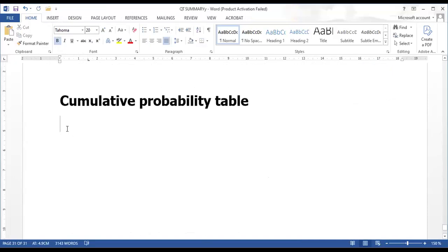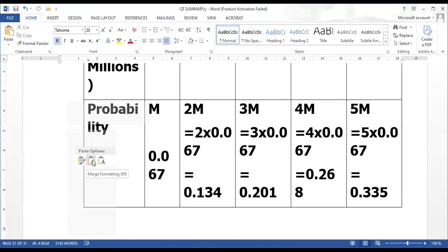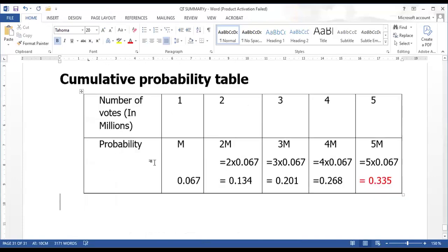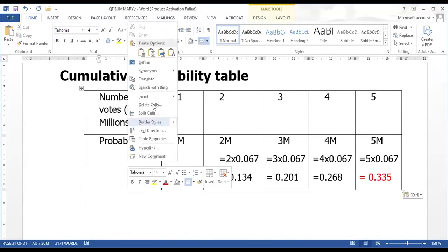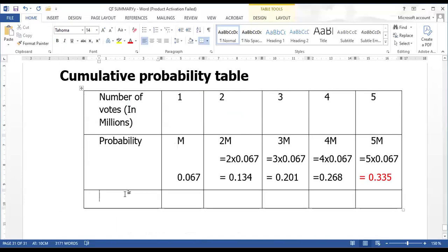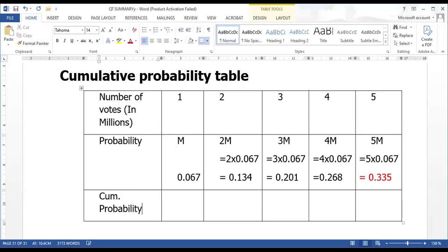Okay, where are we? So I repeat, please, if you decide to use 2 decimal points, stick to 2 decimal points. If you decide to use 3 decimal points, stick to 3 decimal points. But in probability, we recommend 3 decimal points in probability. So what is the cumulative probability? We are just adding.